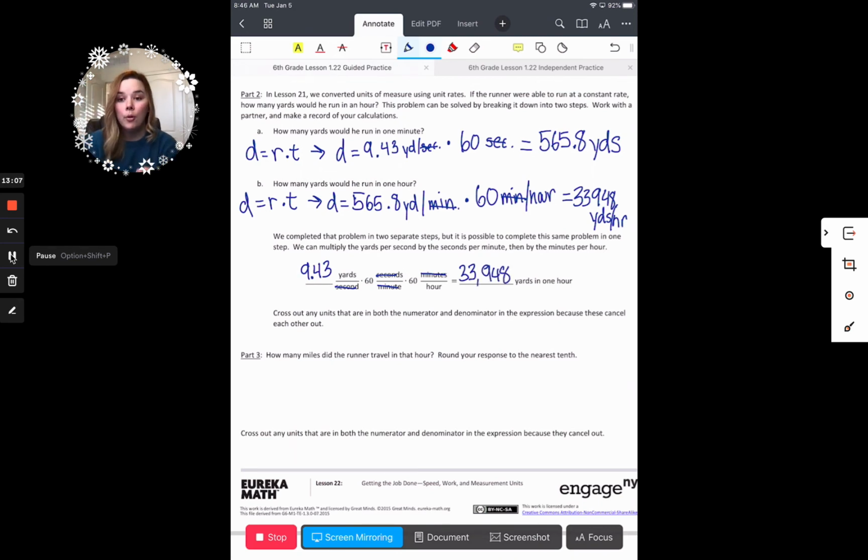So these are both valid ways to solve this problem. In my opinion, I prefer to solve it in 2 steps because I'd rather multiply 2 numbers than multiply 3 numbers together. So it's up to you, however you would prefer to do that.